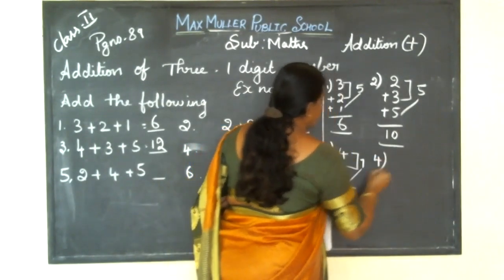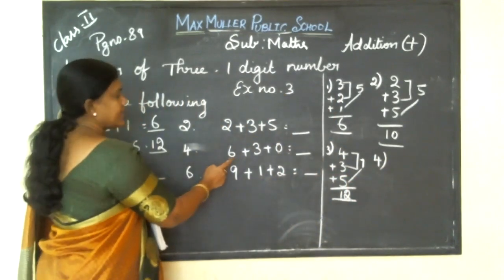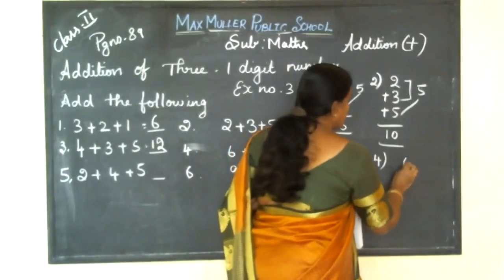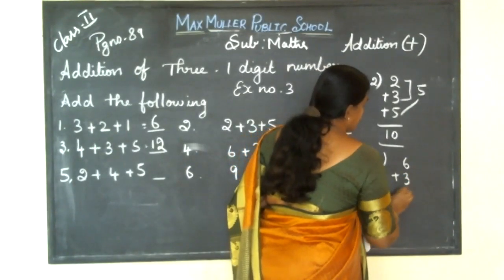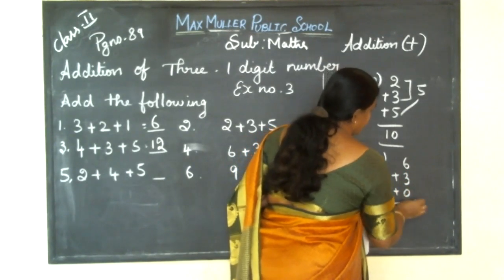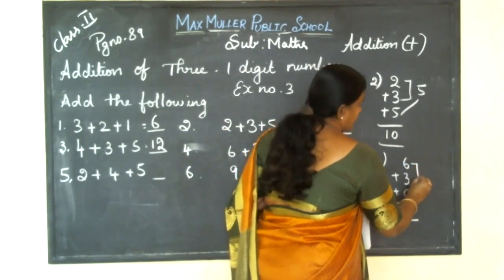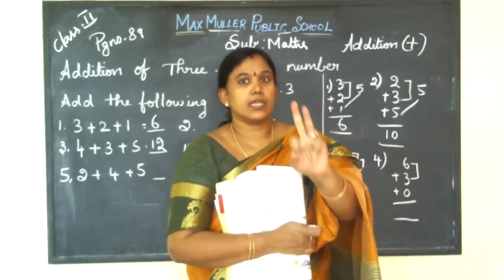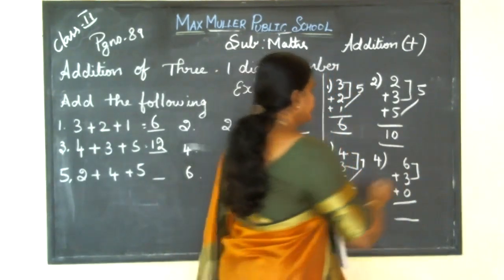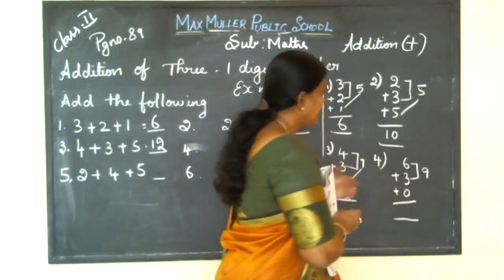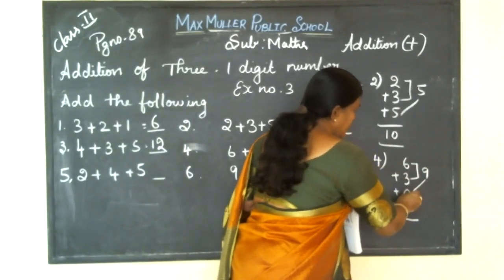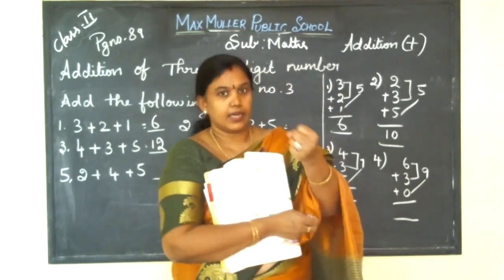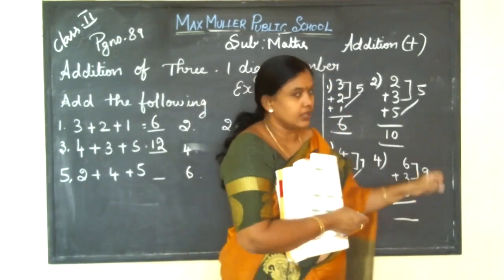Fourth one. Which is the fourth one now? 6 plus 3 plus 0. Now these two numbers you want to add. 6 in the mind, 3 on my finger. After 6: 7, 8, 9. 9 in the mind, 0 on the finger.